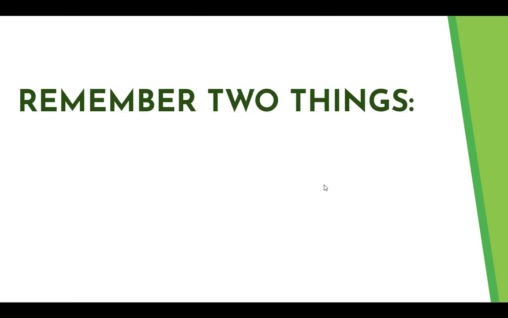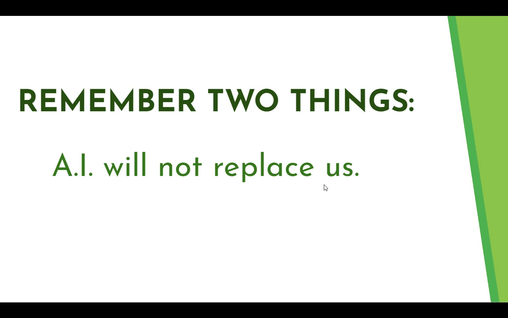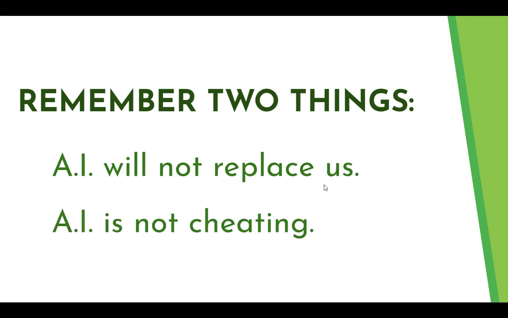Last thing I want to say, 2 things to remember. Number 1, AI will not replace us. Despite the credit recovery programs that let students make up a semester of work in a week and a half, our jobs as professionals are pretty secure for the time being. Distance learning and COVID days are evidence enough that adolescents are better taught by a person standing in front of them. And the second thing is that AI is not cheating.